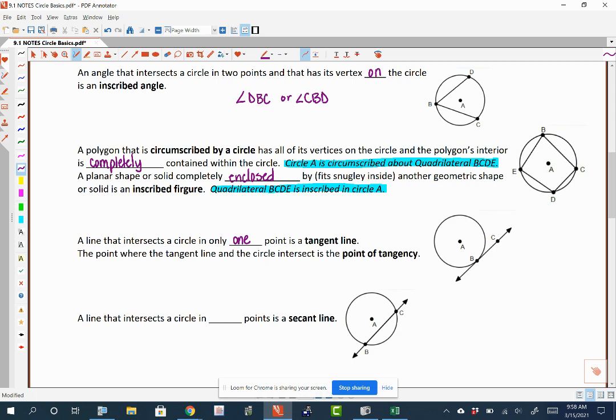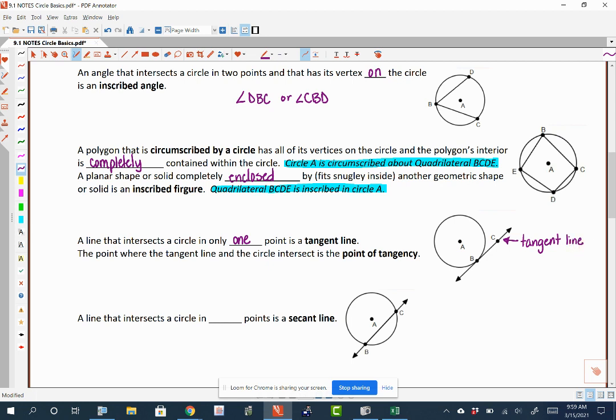So in a circle, if a line intersects a circle in only one point, we call this a tangent line. So if I look at my picture here, I've got a circle A and I've got a line that's outside of my circle, and I'm noticing it only touches my circle right here at B. We would call this whole line a tangent line. So I'm just going to go ahead and label that. That line is a tangent line.